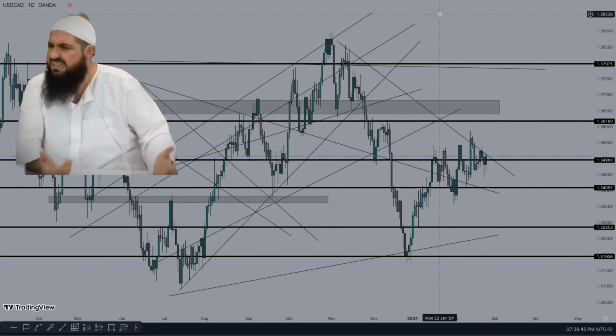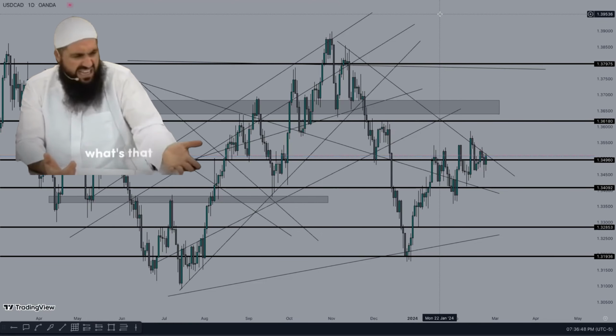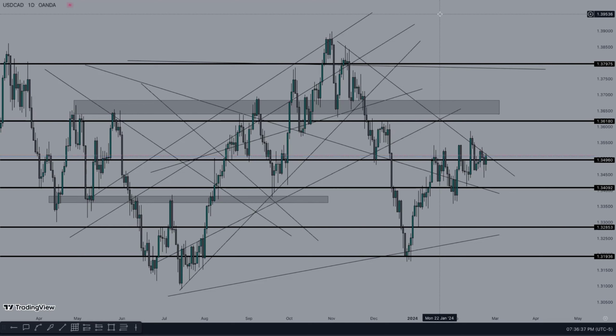Brother, what's that? This is disgusting. Imagine somebody's chart looking like this in 2024, trading support and resistance. If you still don't know how to draw support and resistance properly and trade them profitably, then you should stick around.